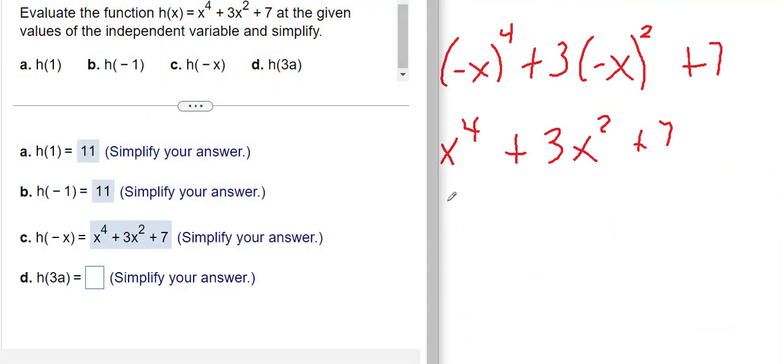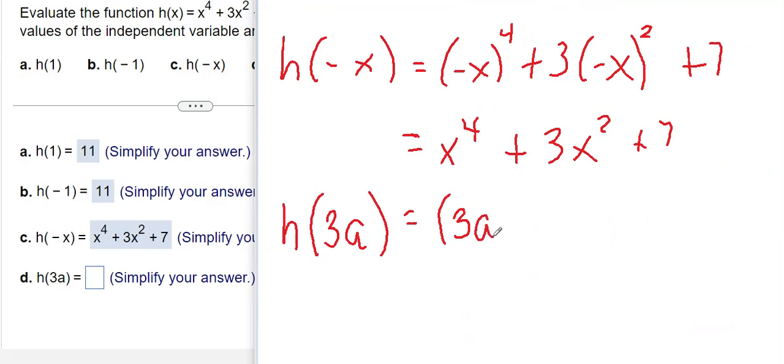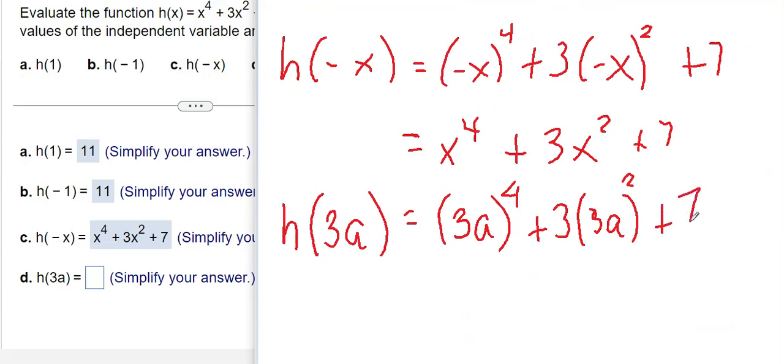They do want us to do one more here. They want us to do h of 3a. So again, I need those parentheses. H of 3a is going to be 3a to the fourth plus 3 times 3a to the second plus 7.